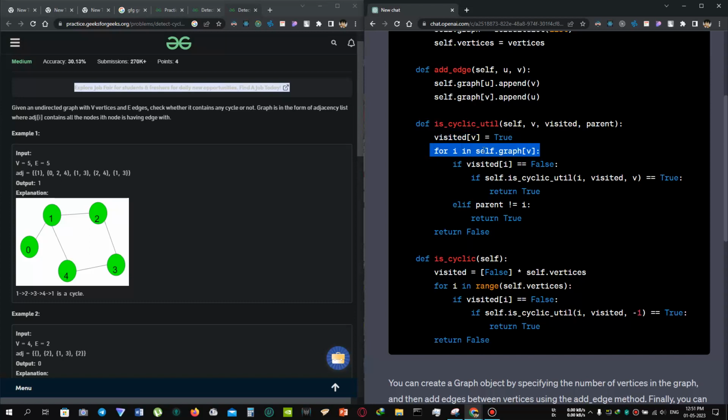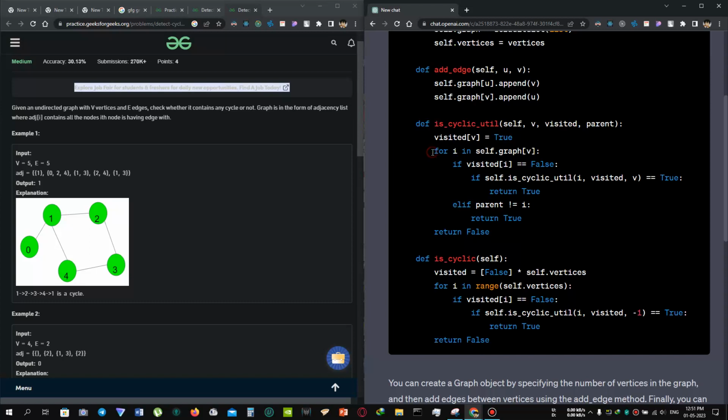Now what we are trying to do is checking all the neighbors of I. So I is 0, so what are all the neighbors of I? Only 1 is there now, so what will be I will be 1.